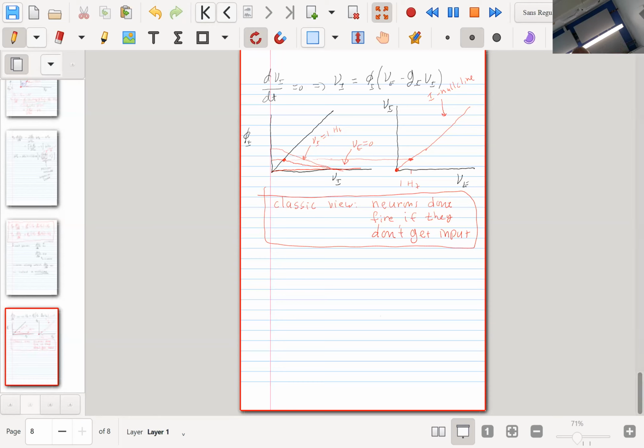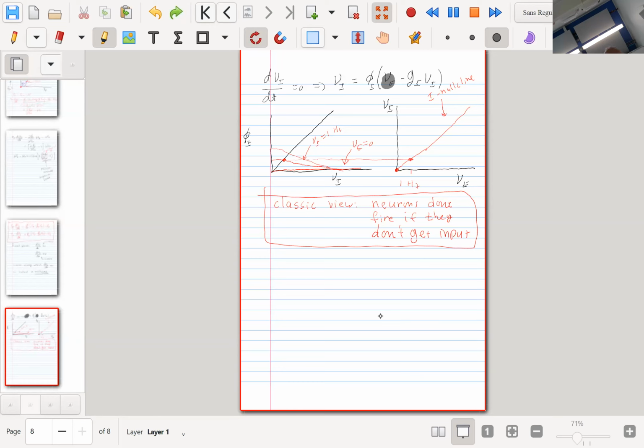Okay, and this has a nice interpretation. What we're doing really with the I nullcline is we're fixing the excitatory firing rates and asking, what's the equilibrium value of inhibitory firing rates? The higher the excitatory firing rates, the more input the neurons are getting, and so it takes more inhibition to satisfy this equality here. The bigger nu E is here, the bigger nu I is going to be here. That's all it says.